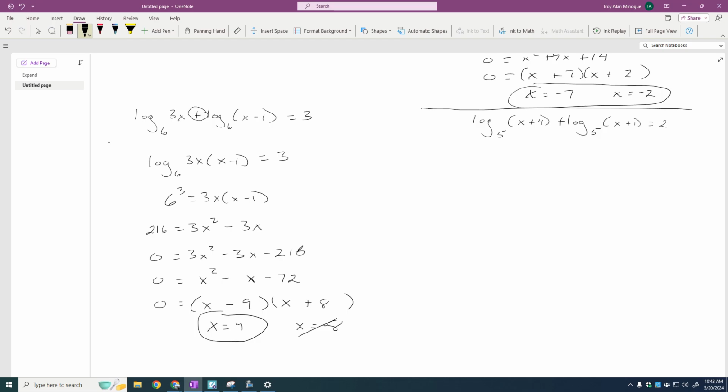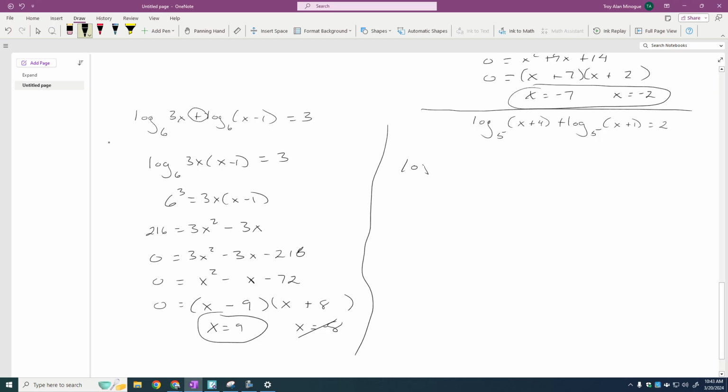Okay, I'm going to use my properties to condense that mess, and I get the log base 5 of x plus 4 times x plus 1 equals 2. That times that in a single logarithm. Switch forms, 5 to the second power equals x plus 4 times x plus 1. Wow, my writing's getting horrible. It's been a long video.